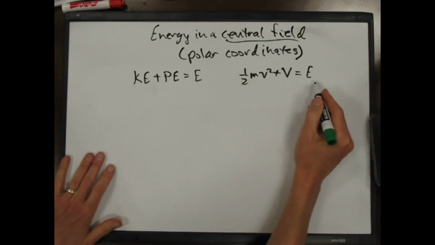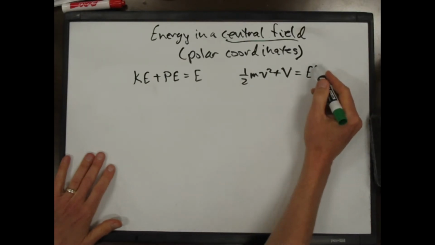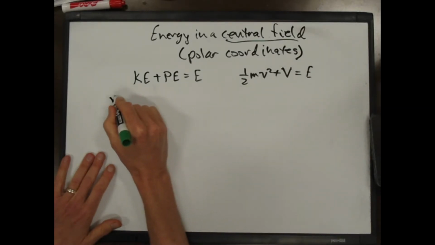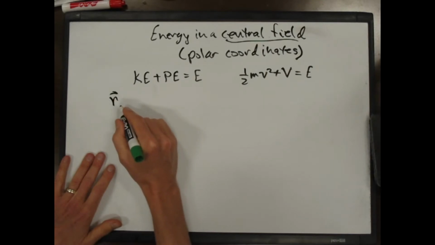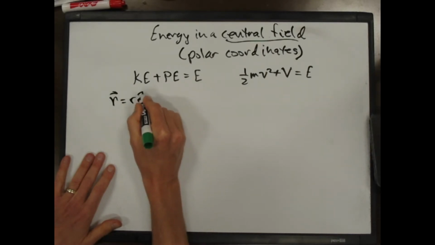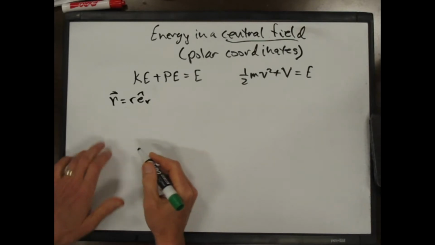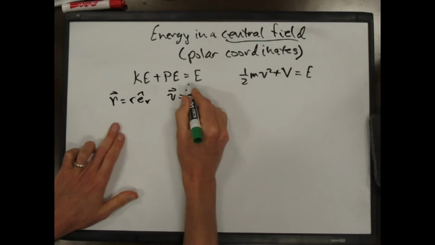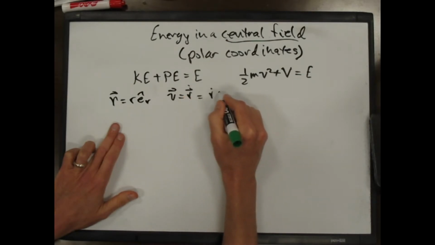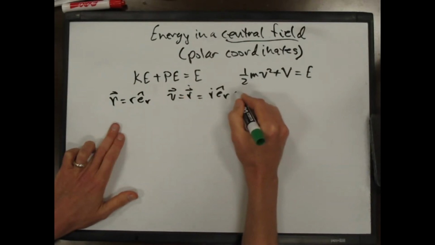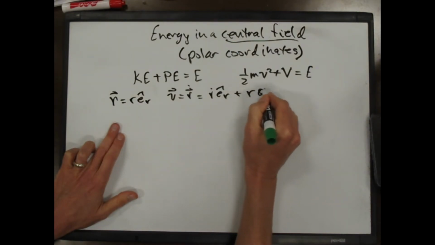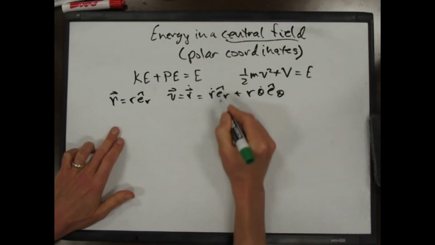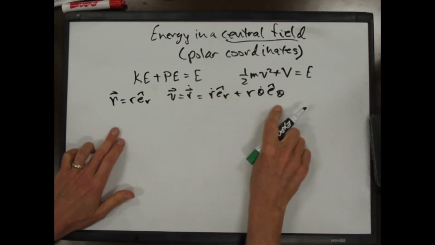And so we're going to try to write down a differential equation for this. The E is just a constant, right? That's the total energy, and that's the kinetic plus the potential. And so if we do this in polar coordinates, we know that r is equal to r e hat r, like that. And we've done this before, right? The velocity is equal to r dot, which is equal to r dot e hat r plus r theta dot e hat theta. And so this is the polar coordinates version of this.